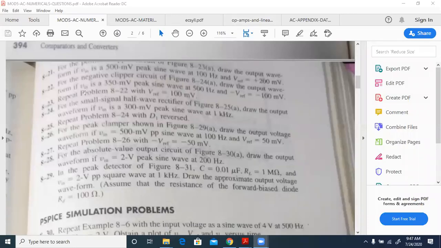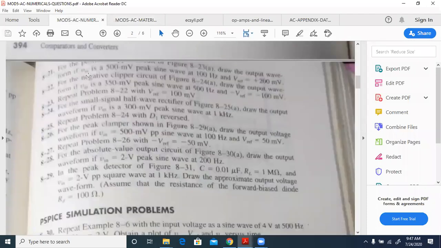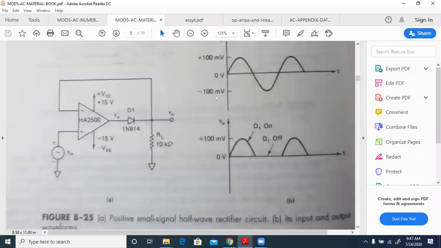So having finished this, we are trying to see 8.24 for the small signal half wave rectifier. Draw the output waveform if Vin is 300 millivolts peak sine wave. So this is the figure, positive small signal half wave rectifier circuit, and in this we have a peak value of 100 millivolts, but what is given in the problem is 300 millivolts peak. So try to differentiate between peak to peak and peak. Now in place of this 100 millivolts we'll have 300, and in place of the negative peak we'll have minus 300.